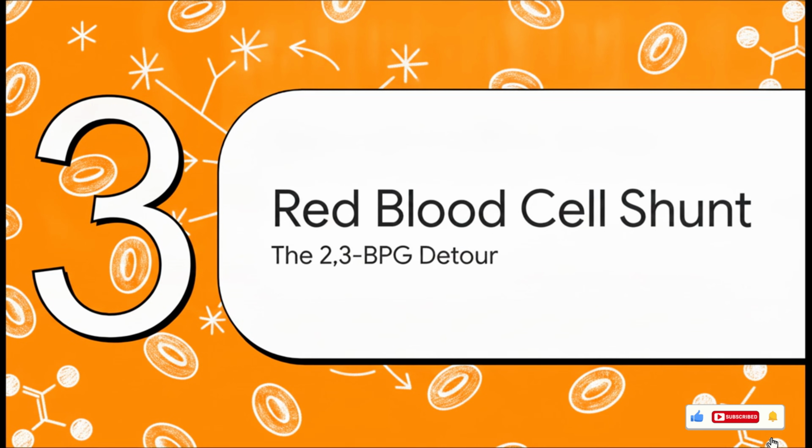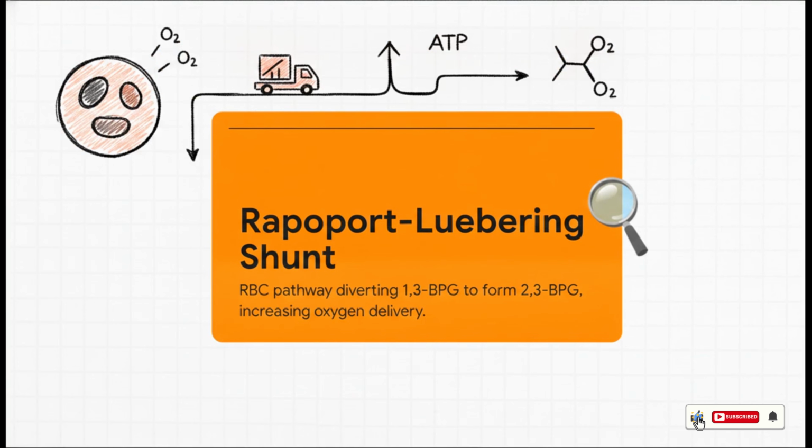Section 3. The red blood cell side mission. Now, let's talk about a special side mission that happens only in red blood cells. This is called the Rapoport-Luebering glycolytic shunt. Your red blood cells have a unique priority. While other cells just want ATP, red blood cells are the body's delivery trucks for oxygen. To do their job, they sometimes divert 1,3-BPG away from the main highway of glycolysis.